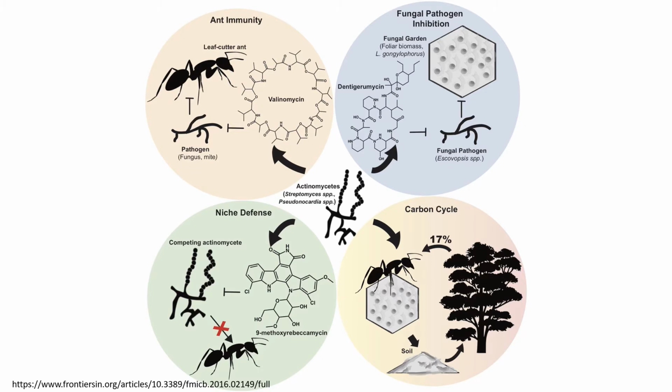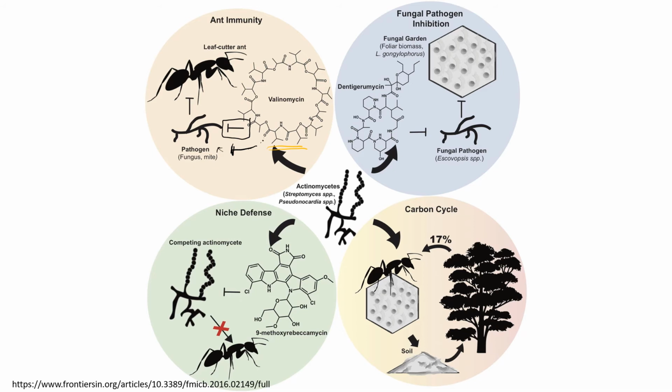This is a wonderful infographic that highlights the importance of actinomycetes in these ecosystems where attine ants exist. So actinomycetes, with regard to ant immunity, provide leafcutter ants some immunity to other fungal pathogens and mites by production of this compound, valinomycin. Whenever you see one of these little T symbols, that means this compound over here inhibits this, right? So valinomycin inhibits this pathogen, which could be a fungus or a mite.